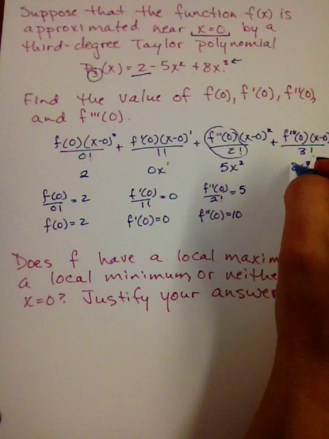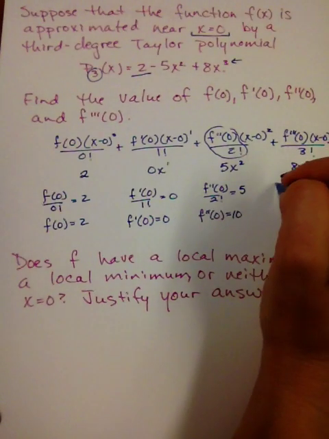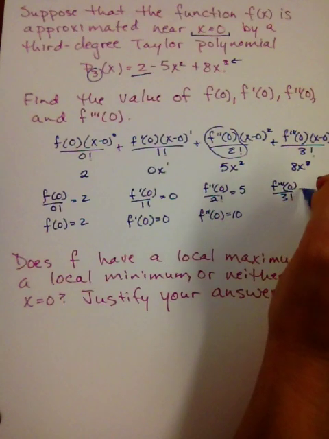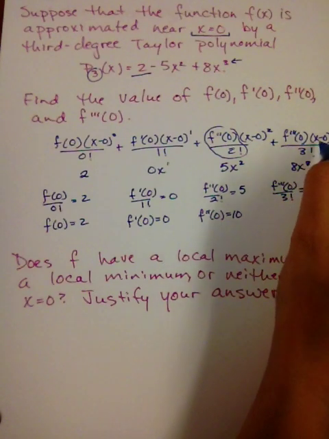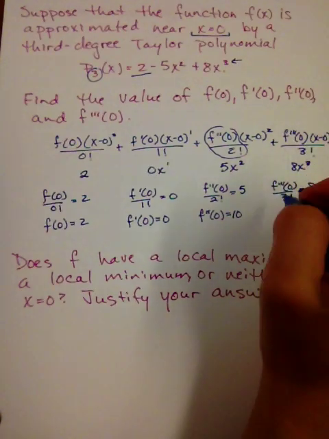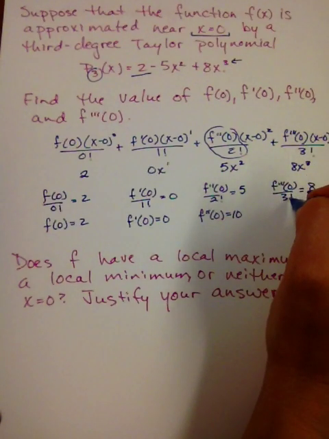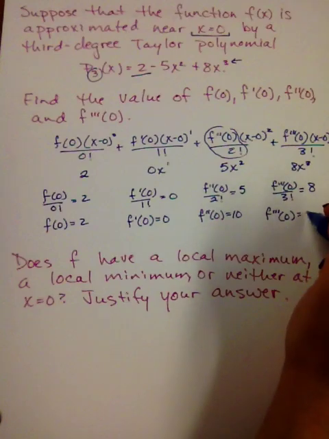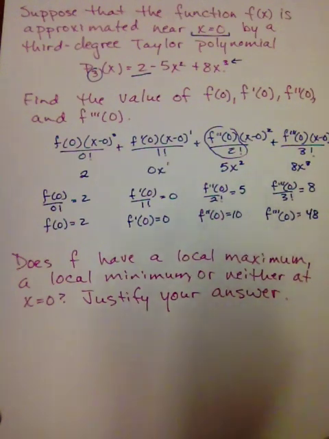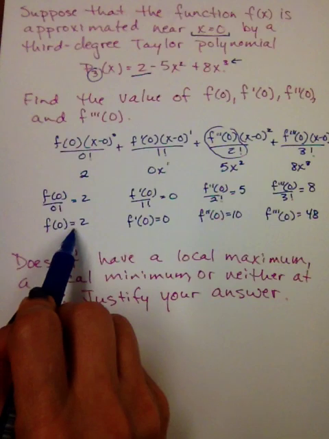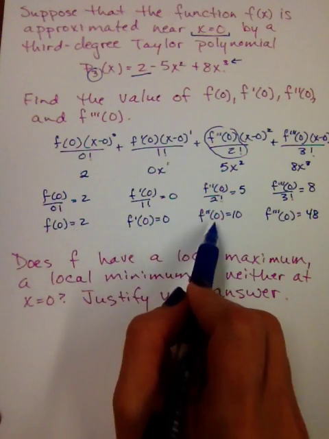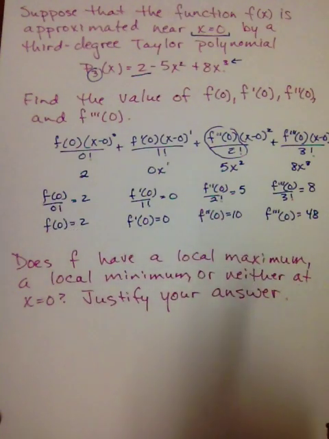For my last term, I know that the third derivative at 0 divided by 3 factorial has to equal 8. The x minus 0 cubed and the x cubed match up, and these terms are the same. So 3 factorial is 6. So my third derivative at 0 will be 8 times 6, which is 48. So I was able to find the function value at 0, the first derivative at 0, the second derivative at 0, and the third derivative at 0.